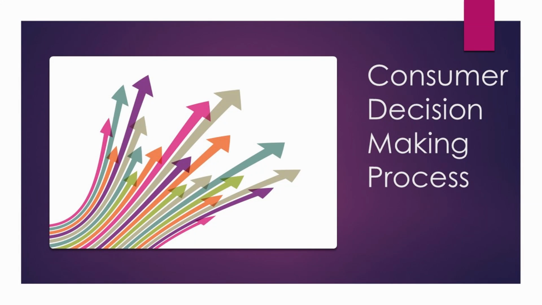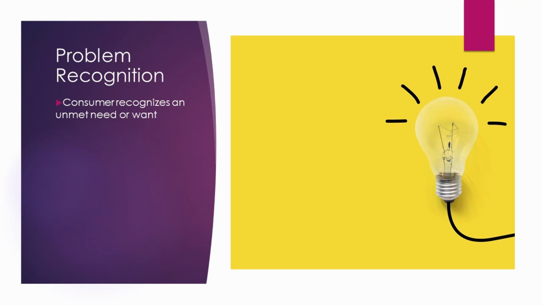The first subject I will discuss in this video is the consumer decision-making process. The process consists of 5 steps: problem recognition, information search, alternative evaluation, purchase decision, and post-purchase behavior. In the problem recognition phase, the consumer recognizes an unmet need or desire.